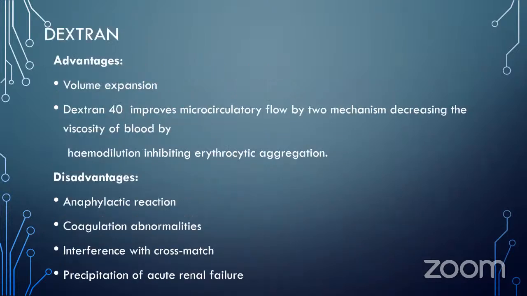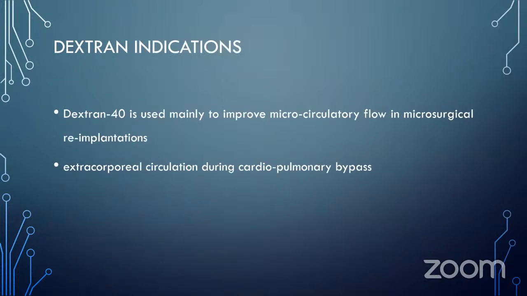So coming to the advantage of dextran, it causes volume expansion, and not only volume expansion, it improves the microcirculatory flow by two mechanisms. That is, decreasing the viscosity of the blood by hemodilution and inhibiting the RBC aggregation. It reduces the RBC aggregation and also causes hemodilution. Disadvantage being anaphylaxis is the major disadvantage. Many people have anaphylaxis to these compounds. It can lead to coagulation abnormalities. And of course, it can cause precipitation of acute kidney injury.